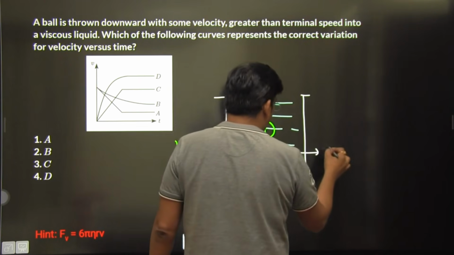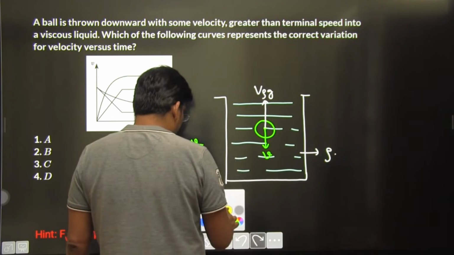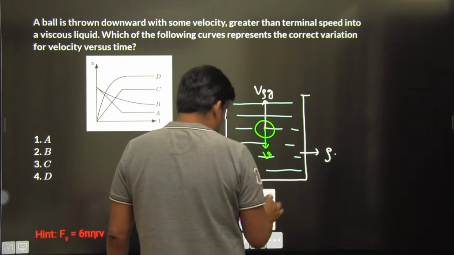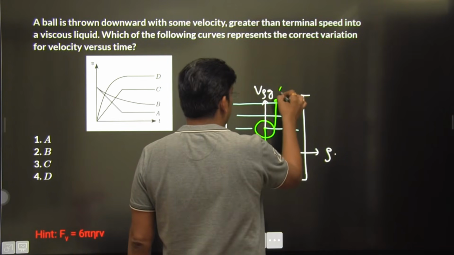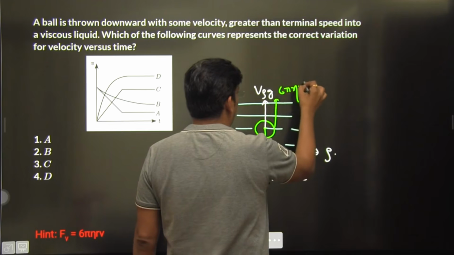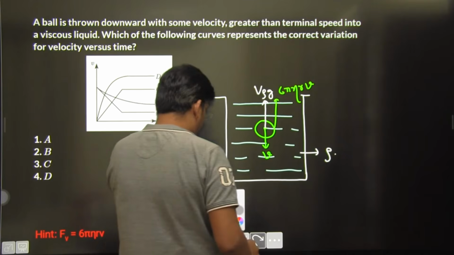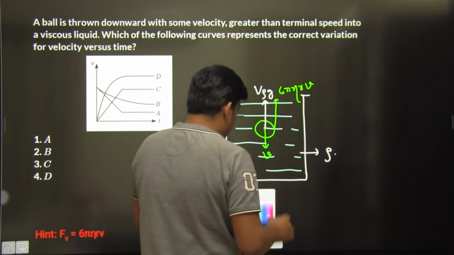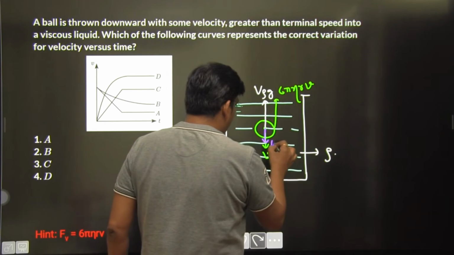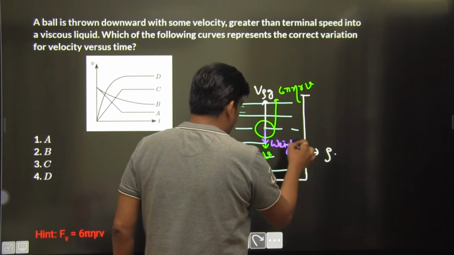Rho is the density of liquid, and obviously viscous force will act in the upward direction, Stokes force, which is 6 pi eta r v. Now one more force, weight, will act vertically downwards.